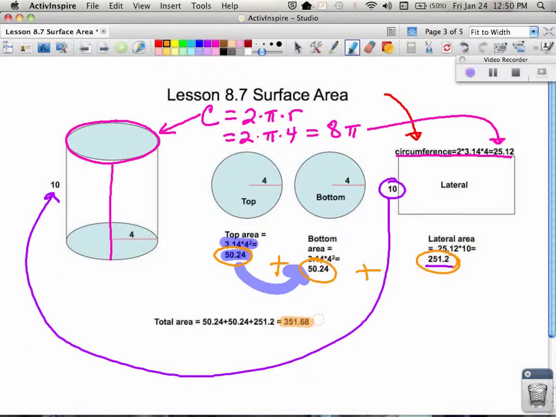So the big idea here is, when you're finding the surface area of a cylinder, you have two circles and a rectangle. The rectangle's length or base or width, whichever one you want to call it, is really the circumference of the circle, which we already know how to find. Don't forget, the base of that rectangle is the circumference of the circle. So two circles, one rectangle, add them all up, that's the surface area of your cylinder.